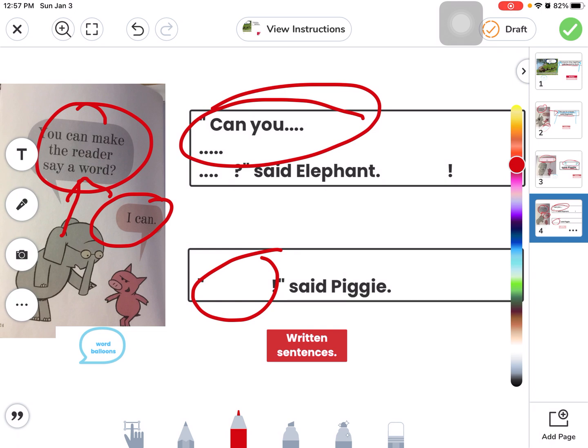So again, today I've done all the grammar for you. I've done all the quotation marks for you. All you've got to do is decide what you want your characters to say. That's it. Don't forget to have some fun.